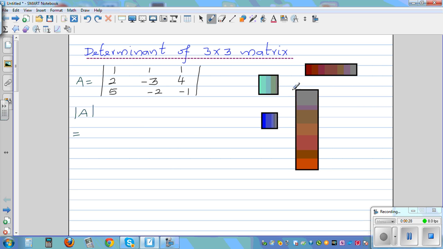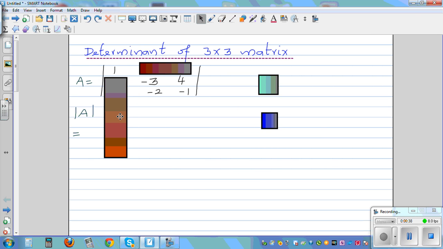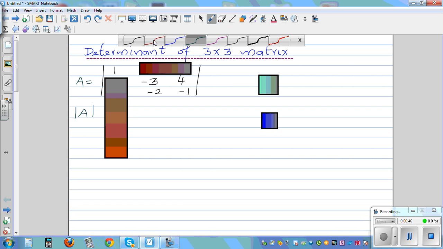So let me cover that. So you have to cover this. I'm covering these two elements. So what I'm doing is I'm multiplying. So let me do the working here. So what is it that I can see? I can see you have to multiply this by the determinant of this.